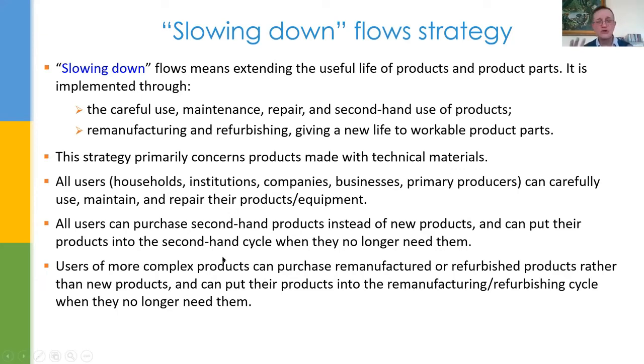And then the users of more complex products, because remanufacturing and refurbishing are really a strategy that you use for relatively complex products, users of those kinds of products can, first of all, purchase remanufactured or refurbished products rather than new products, and they can put their products into the remanufacturing or refurbishing cycle when they no longer need them. So there's both a demand and a supply part to this.